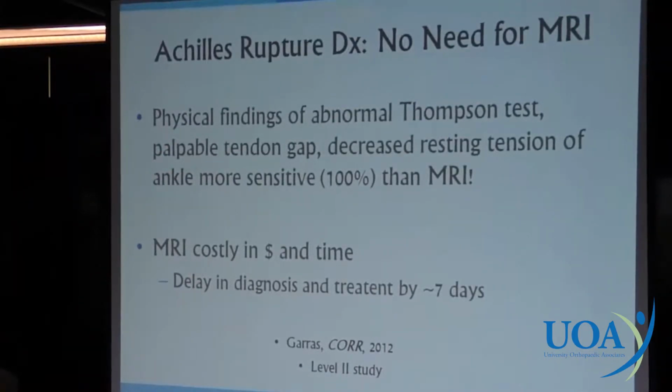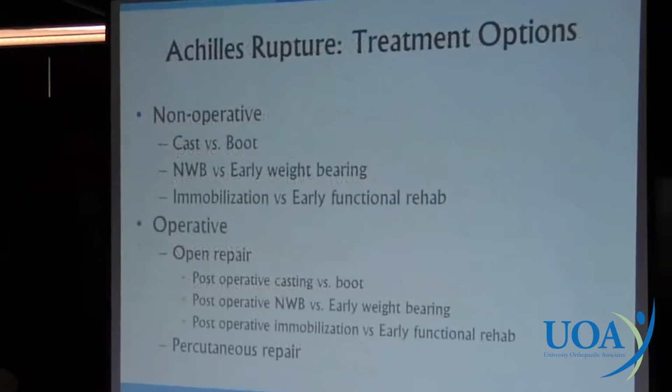An MRI may show partial tear, may raise some questions. It's obviously costly. It's costly in money, but it's also costly in time. In this study, there was a delay in diagnosis and treatment of around 7 days. That doesn't matter that much, but if you start getting up towards 2 or 3 weeks, you may have a little bit harder time repairing that Achilles. So MRI is not necessary unless for some reason the diagnosis is in question.